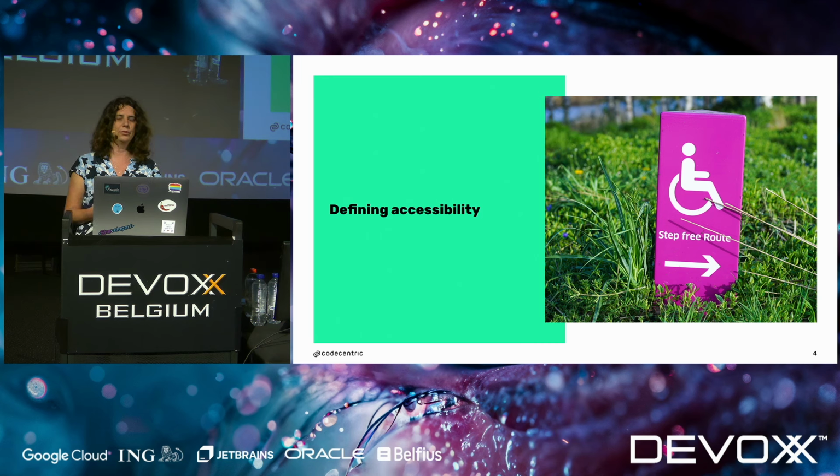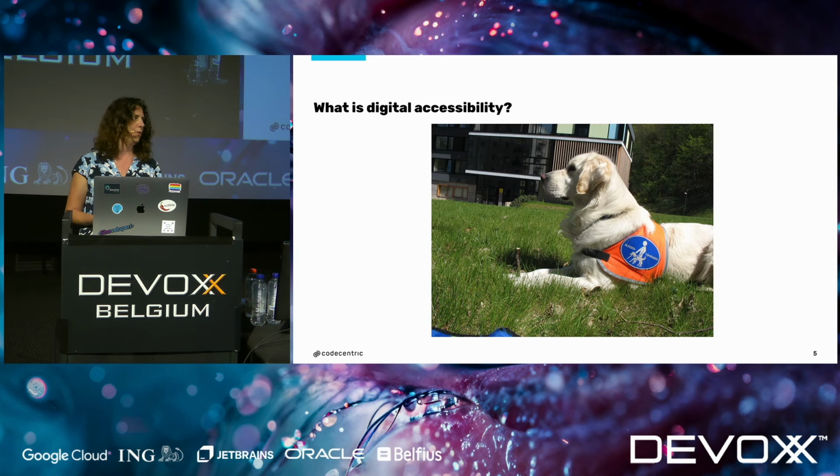Defining accessibility. So I would like to get us all on the same page of what I mean when I talk about accessibility. A lot of people think that it has to do with blind people, because obviously they cannot see the screen, so they need some special software and we need to accommodate for them. But accessibility is actually meant in a much broader sense.